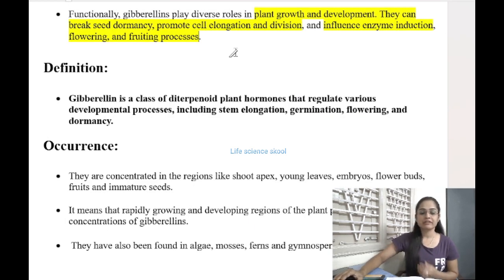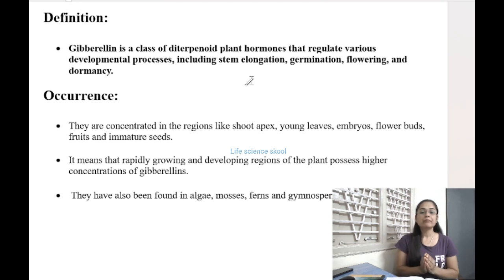Now we will move on to the definition. The definition is like this. Gibberellin is a class of diterpenoid plant hormone that regulates various developmental processes including stem elongation, germination, meaning seed germination, flowering and dormancy. That is the simple definition of gibberellin.